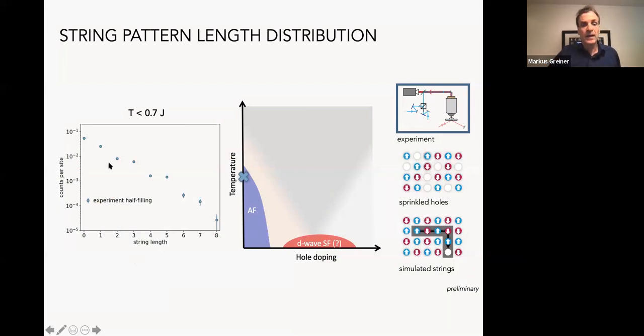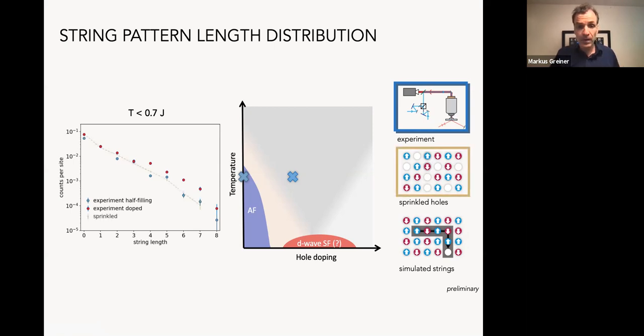So what we find here is how many strings of a certain length we find, and at half filling we don't expect any strings. So this is just a baseline essentially, because as I said, the state is not a simple Néel state. So our string finding algorithm finds all kinds of fake strings essentially. But if we go to the doped regime, we find significantly more. So this is a factor of a few more of these objects. So that's quite interesting.